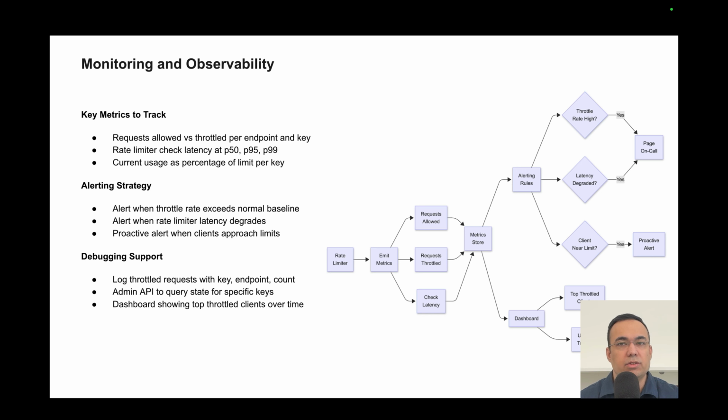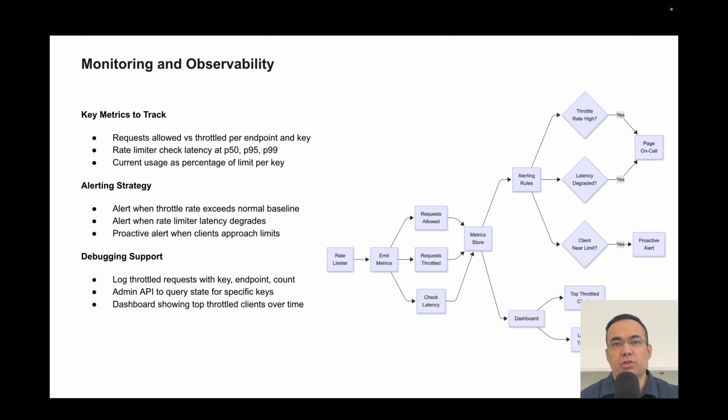Our alerting strategy should include multiple triggers. We should alert when the throttle rate exceeds the normal baseline. A sudden spike in throttled requests might indicate an attack or a misconfigured client. We should alert when the rate limiter latency degrades. This could indicate Redis problems or network issues. And we should proactively alert when a client approaches their limits. This lets us reach out to high volume clients before they have problems.